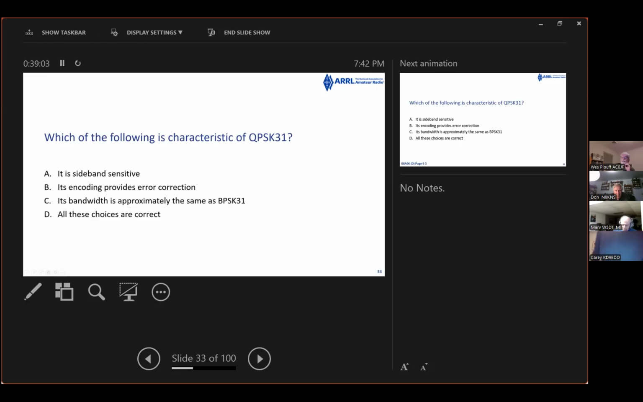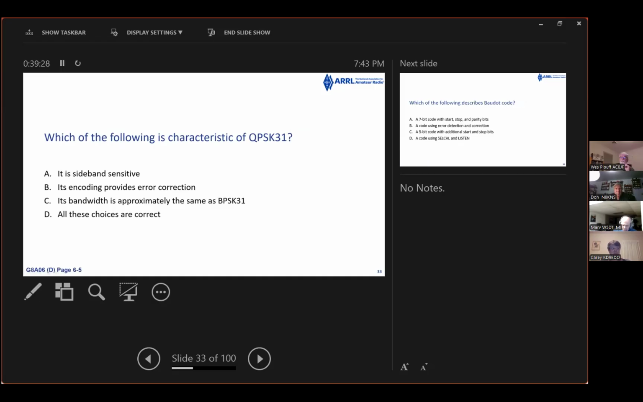Which of the following characteristics apply to QPSK31? A, it's sideband sensitive. B, its encoding provides error correction. C, its bandwidth is approximately the same as BPSK31. Or D, all of these choices are correct. D. Yeah, Delta. Right, it's Delta, and I misspoke.